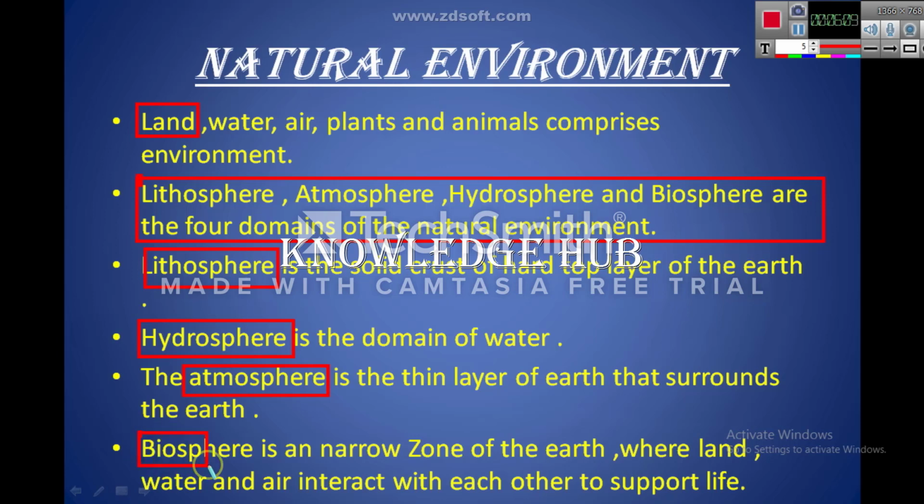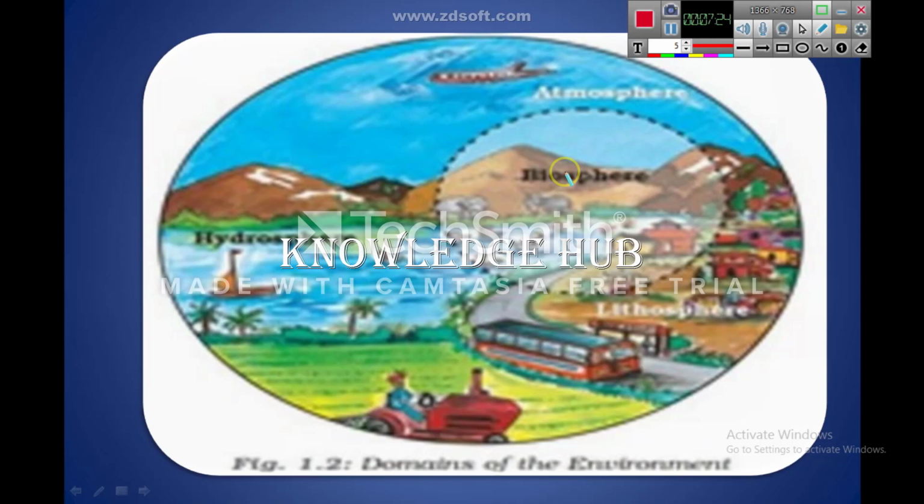Now biosphere. What is the meaning of biosphere? Biosphere is a narrow zone of the earth where land, water, air interact with each other to support life. It means plant and animal kingdoms together make a biosphere or the living world. Here land, water, air all interact with each other and all support life. Biosphere is the combination of three domains. It means atmosphere, hydrosphere, and lithosphere. The interaction of the three domains is known as biosphere.